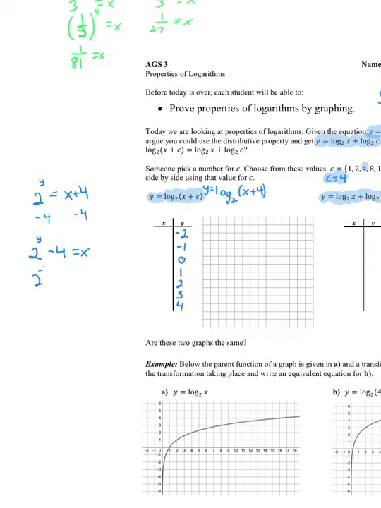And if I did -2 here, I get 1/4 minus 4. And I can rewrite 4 as 16/4. And then 1 minus 16 is -15. So my first x value is -15/4.